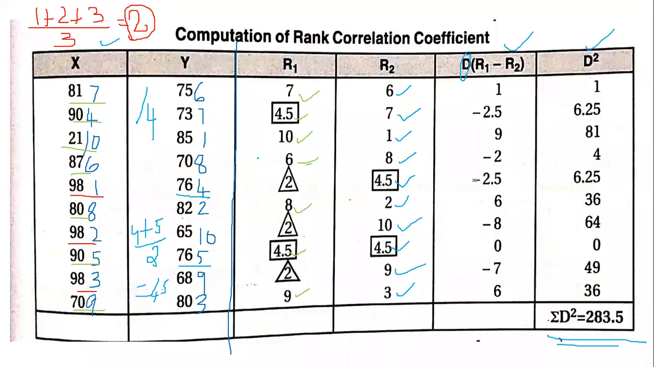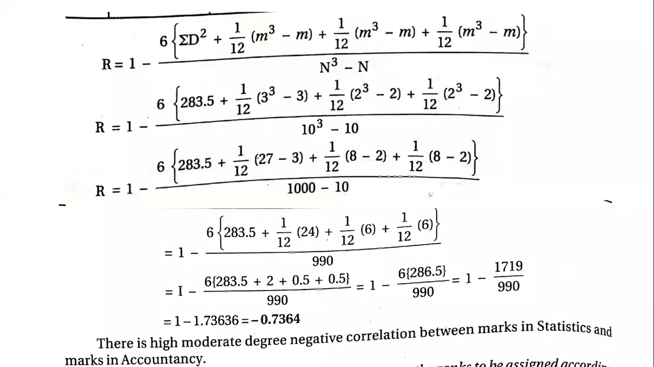Fine. Now let us put this into the formula. The formula changes here. Okay, it is not the same formula. The formula is going to change. So let us see the formula. Now the first line which is given here is the formula. Okay, looks quite big. It's not complicated. It's very, very easy. Okay, so let's see the formula. Now 1 minus 6 sigma D square.